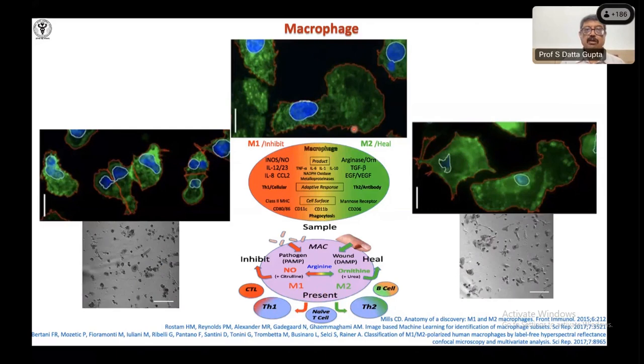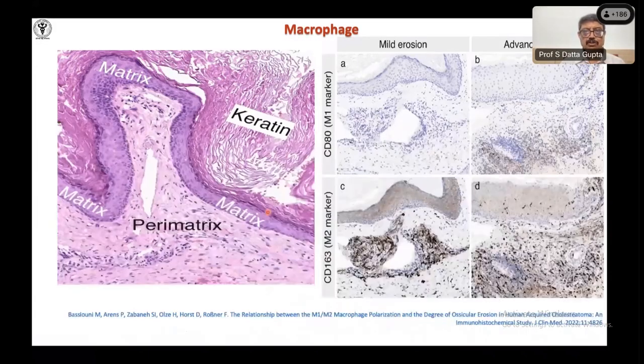Now, how do you distinguish morphologically, is there a difference? Well, in cell culture, they say the M2 are larger cells than M1. And it's very difficult to make out in tissue unless you do an immunohistochemistry. Now, in an infection, will you get M1 or M2 exclusively? No, you generally get a mixture.